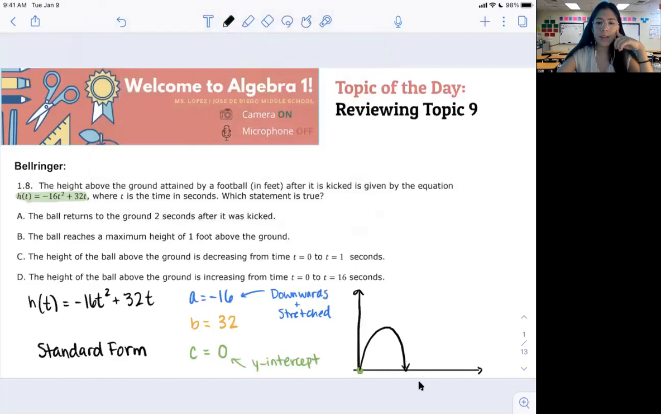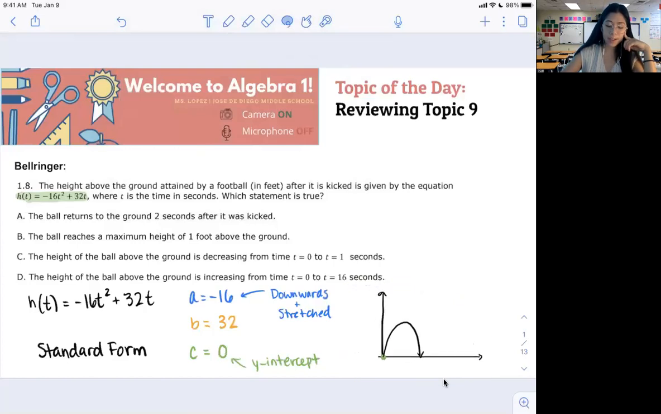Now, what does the x-axis represent? What are the units of the x-axis? Seconds. So when I ask for units, I just mean like, what am I measuring? Oh. I'm measuring time in seconds. What about the y-axis? The height. The height of the ball. Good.